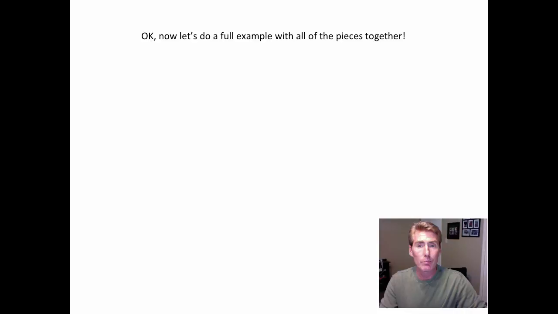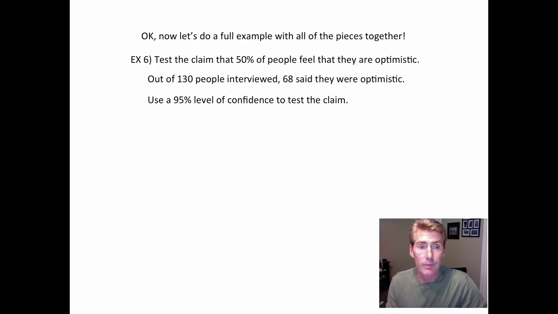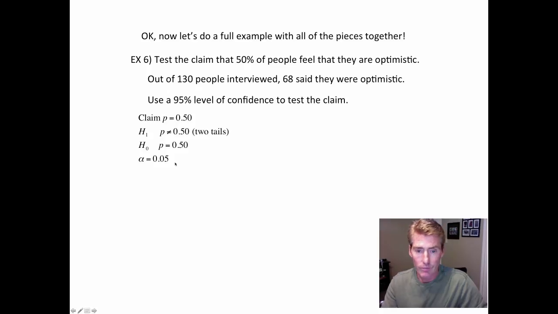All right, so now let's do a full example with all these pieces put together. Test the claim that 50% of people feel they are optimistic. Out of 130 interviewed, 68 said they were optimistic. And we're going to use the 95% level of confidence. So first, I would write down the claim, which has equals, because it says test the claim that 50% of the people. H1 can't have an equals, so it's not equals. That makes it a two-tailed test. H sub 0 always just has its equals. And using 95% level of confidence means that alpha is equal to 0.05.